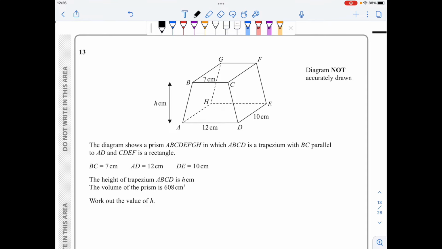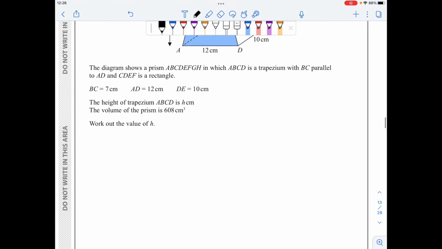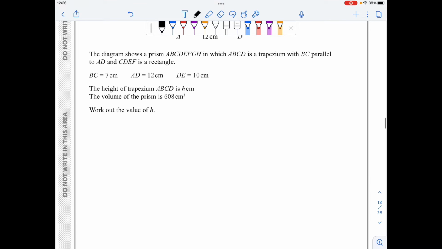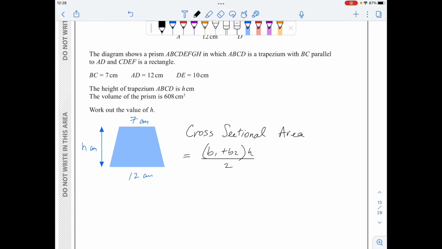In question 13, I've got a prism where the cross section is a trapezium, and I'm given the volume of the prism. I'll start by finding the cross-sectional area in terms of h. So here is the cross-section again. The area of the trapezium is given by the following formula: base 1 plus base 2 times height over 2. In our case, I've got 12 plus 7 times h over 2. If I simplify this one, I will get 19h over 2.